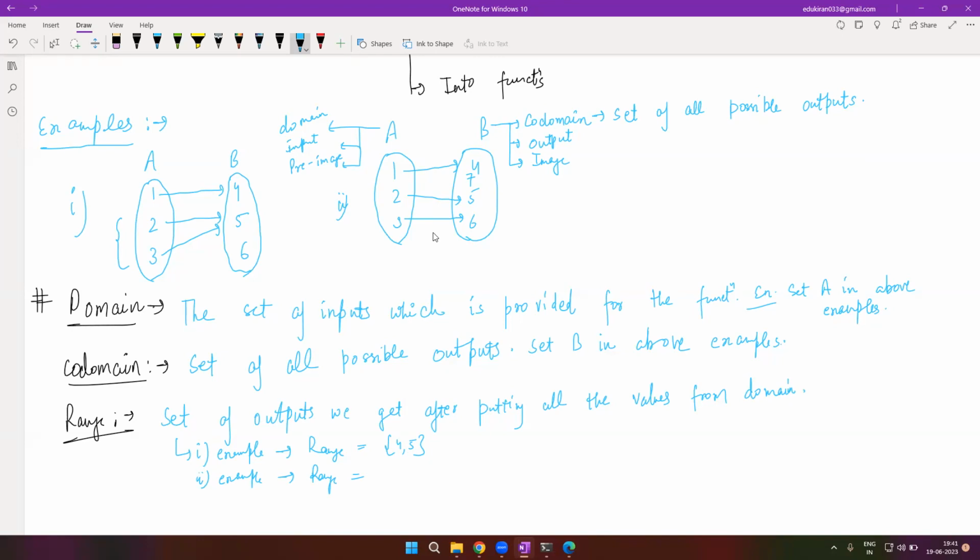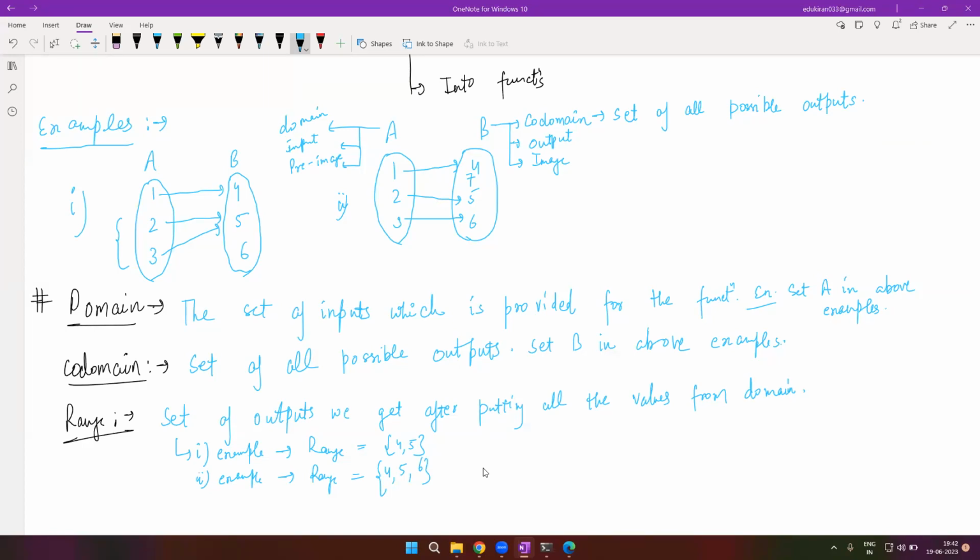4, 5, 6, 7 चारों possible outputs हो सकते हैं. तो चारों possible outputs हो सकते हैं, तो पूरा set is a codomain. 4, 5, 6, 7 वाला set is our codomain set. But the outputs we get after using inputs, that is range. तो outputs हमें क्या क्या मिला वो range है, और जो possible outputs हो सकते थे वो सब codomain है. So 4, 5, 6, 7 was the codomain, but the range is 4, 5, 6. Because these are the outputs we got.